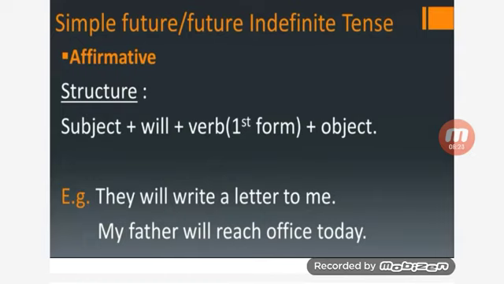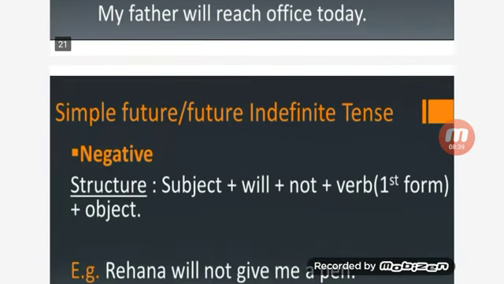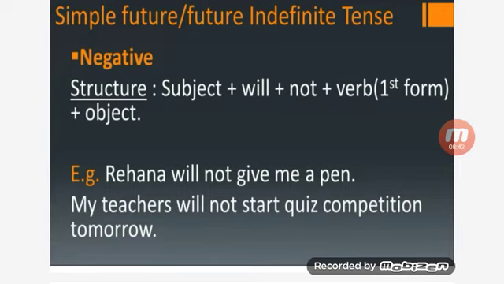Affirmative sentences structure of simple future tense: subject plus will plus verb first form plus object. For example, they will write a letter to me. My father will reach office today. Negative sentences structure: subject plus will plus not plus verb first form plus object. For example, Rihanna will not give me a pen. My teachers will not start quiz competition tomorrow.